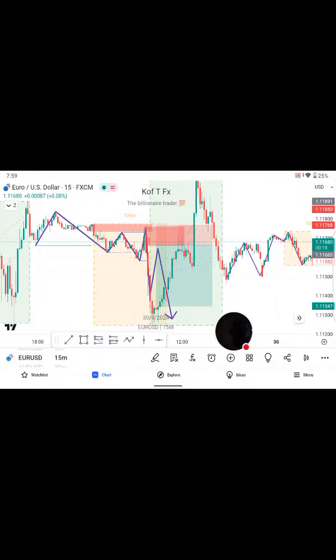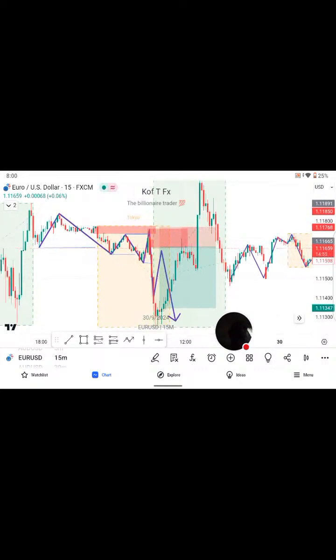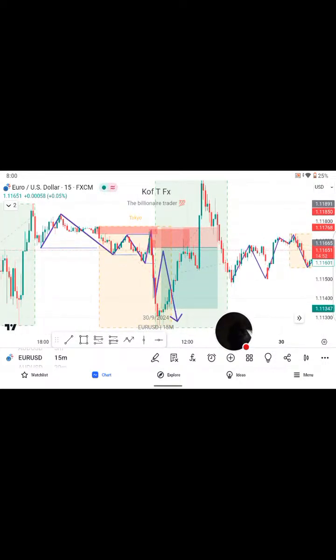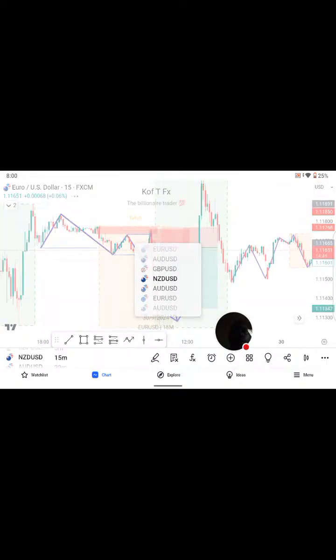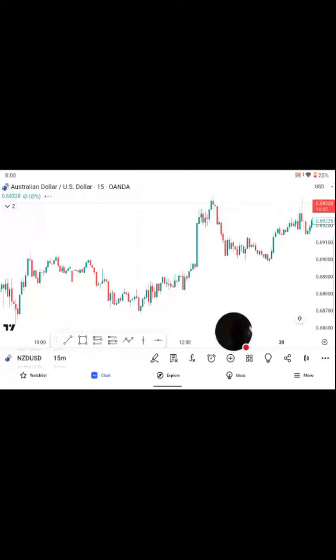So this is what I was looking out for before. Then after having this SL for the week, I went back to the chart to do backtesting, and I discovered that a setup that has an inducement before the POI plays out more than the one without the inducement. Okay, we took one trade on Euro USD and another trade. Let's check NZD USD, the trade that hit SL.